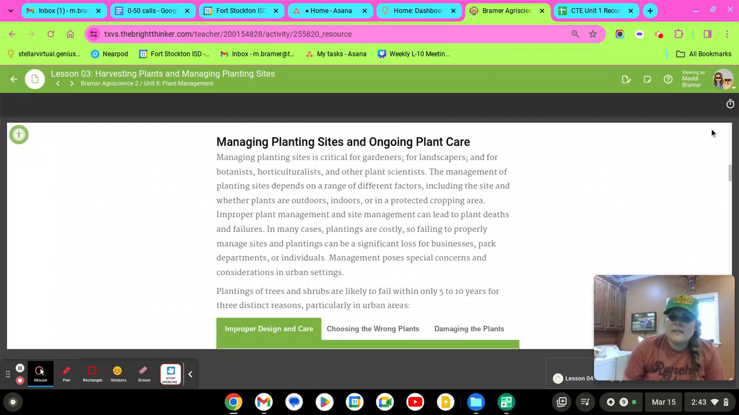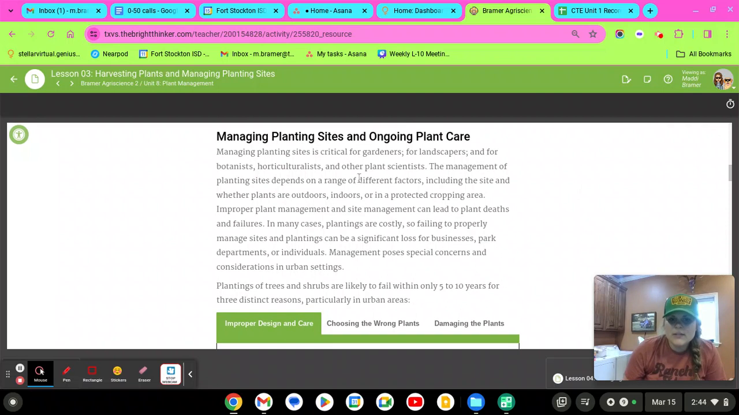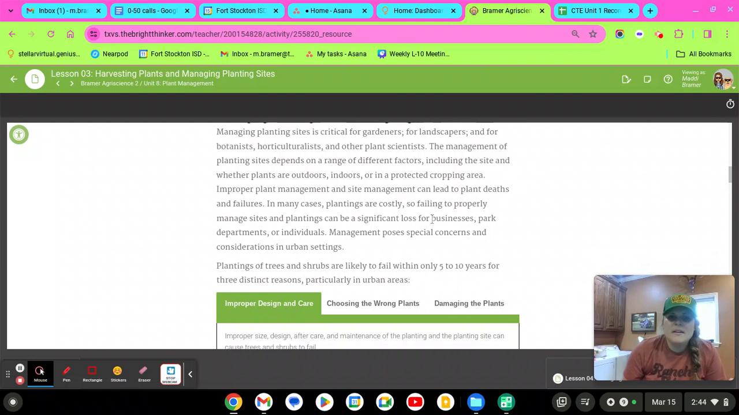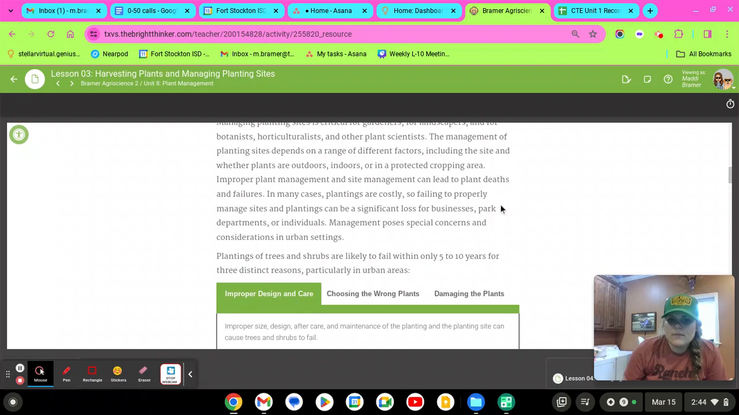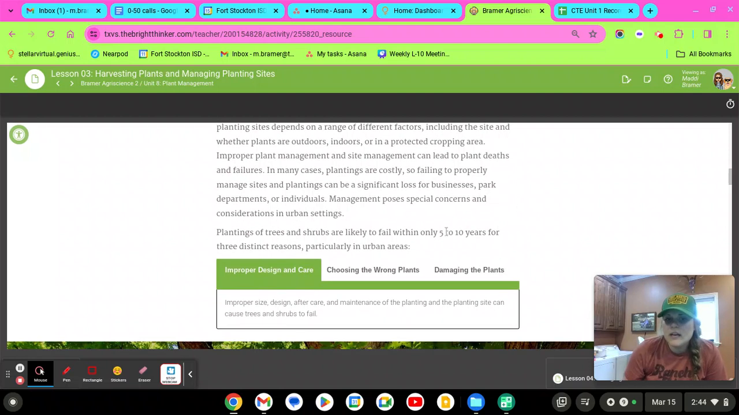Managing planting sites, so getting your plant site ready for those plants, is crucial. The management depends on a range of factors like the site, whether it's indoors, outdoors, and protected cropping area. Improper plant management and site management can lead to plant death and failure. So plants are costly, especially if you're doing a lot. You may see at Walmart petunias are $1 a piece.